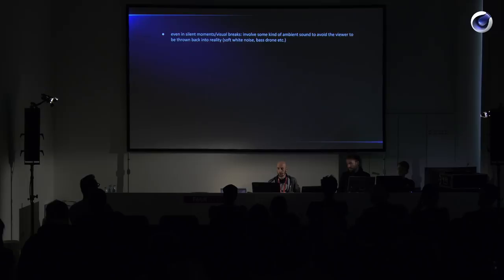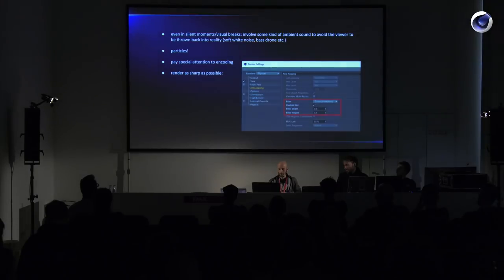Then even in silent moments, it's important to have some kind of ambient sound. If you have a black image, it's good to have still something there so that the viewer is not thrown back into reality. Then particles are a really good tool to give the image more depth and more visual interest. And particles in VR always look good. Pay special attention to encoding. And one of the most important tips, I think, is render as sharp as possible. You need to change the filter size of the anti-aliasing settings, even if you use the physical renderer, to a much smaller value. Otherwise, you will never get to a sharp image. You can apply sharpen in the post, but it makes a lot of difference if you decrease that filter size.